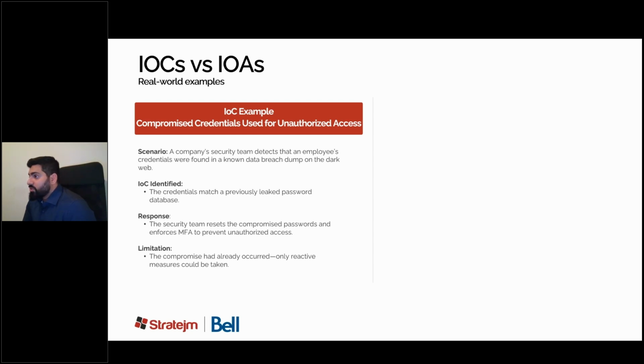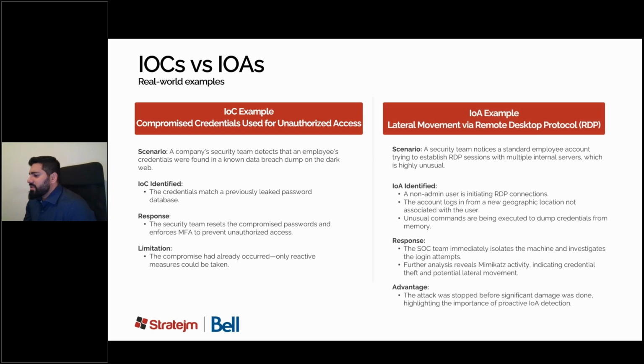What should be our response to it? Well, reset the compromised password, make sure that the user account is protected with MFA, and educate the user not to use similar passwords for multiple accounts, right? Now, there are some limitations. These actions can only be taken because of reactive measures, right? So while detection helps prevent further unauthorized access, it does not stop the initial breach. And this is how IOA differs, right?